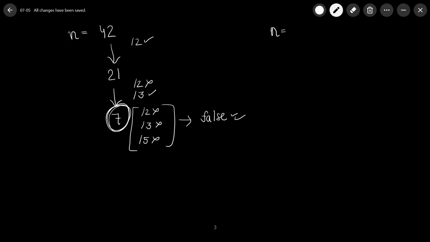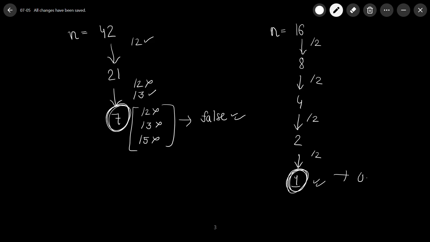Had our number been an ugly number, like suppose we had something like 16. Had it been an ugly number, we would obviously get a 1 at the end. Here, you can see, every time we divide by 2, and we would finally get 1 at the end. So if we get 1 at the end, that means it is indeed an ugly number. But at any place, if we got stuck because none of our factors can divide it, then we return false. So yeah, this was the approach.